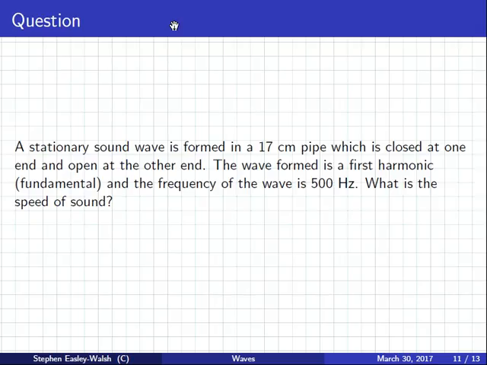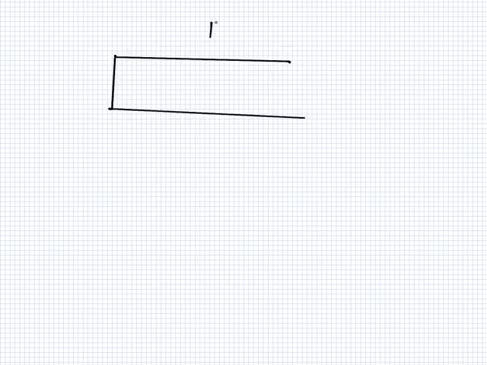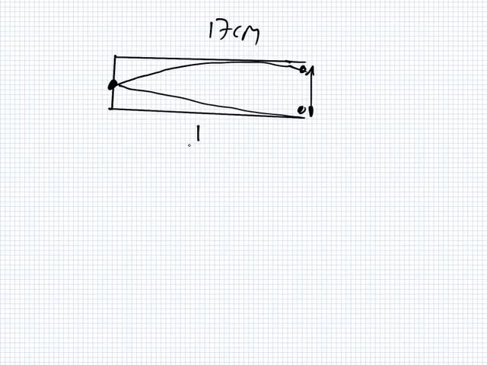So if I draw that, how long did I say it was? 17 centimeters. And what's at this end, node or antinode? Node. And this end? Antinode. So the first harmonic is the one that's vibrating up and down like this. How much of a wave is that? A quarter. A quarter of the wave is equal to 0.17.